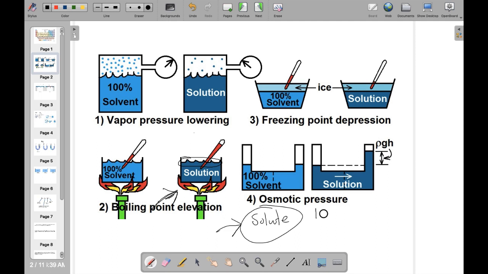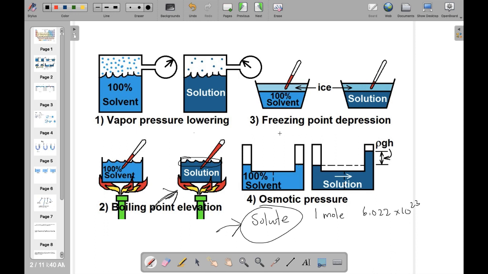Remember, if I add 1 mole of something, I'm going to add 6.022 times 10 to the 23rd particles. Those particles are going to be floating around in there. That's what makes the difference. This is important to understand because later on we're going to talk about how ionic compounds dissociate into their respective ions, and they actually produce more particles.